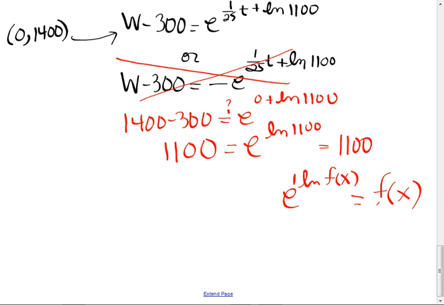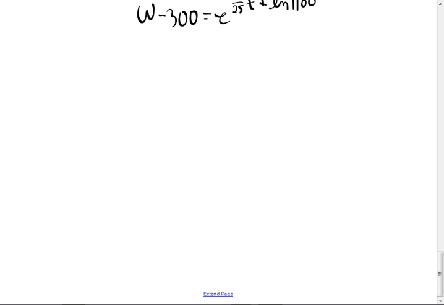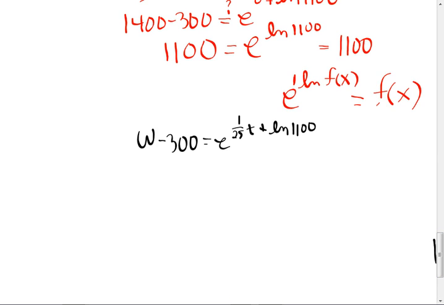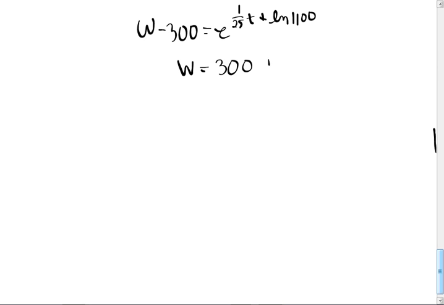Okay, we're almost done. And so I'm just going to copy this, and I'll slide the board in a second. Equals e to the 125th t plus the log of 1100. There we go. Now, I'm not done, because guess what? We're solving a differential equation. We're looking for a function. That's not a function yet. We solve for w. So w equals 300, and you do not need to simplify that. Just leave it.